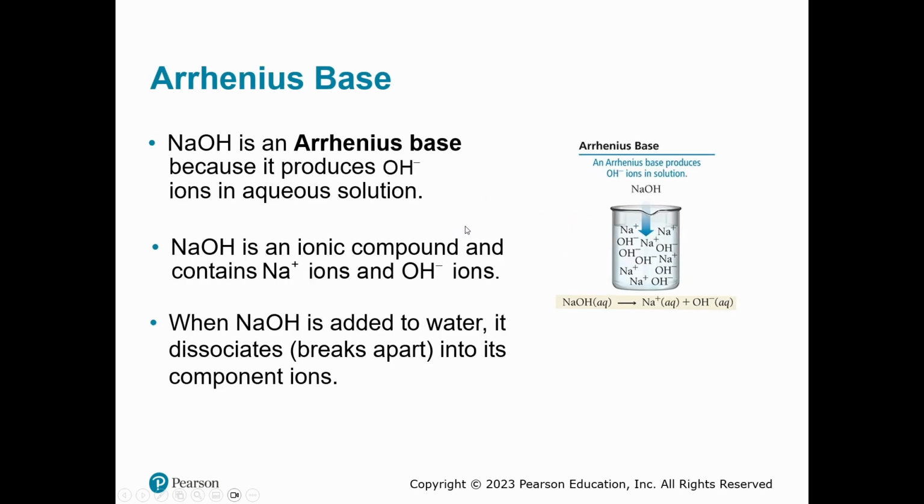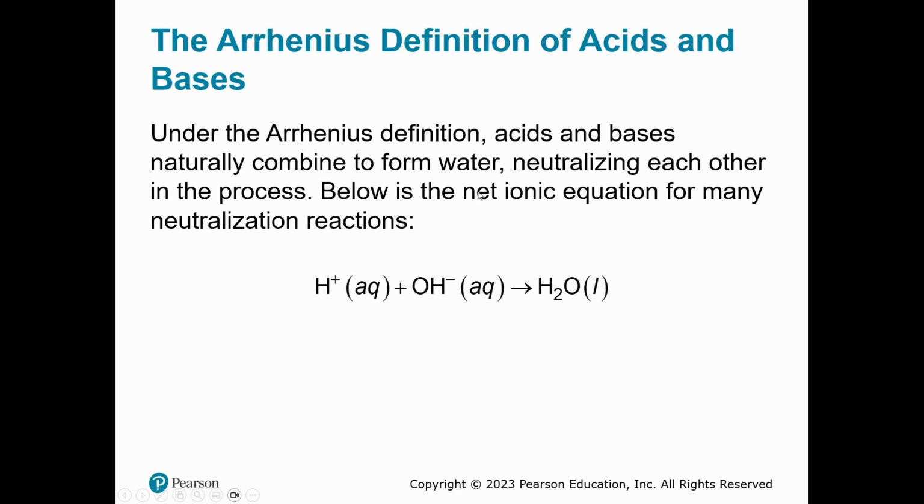So Arrhenius bases are similar to Arrhenius acids, except they produce OH minus instead of H+. If we take sodium hydroxide, our quintessential base, it fully ionizes and becomes OH minus and Na+. Because OH minus is produced in solution, we could call this an Arrhenius base. It's also a Lewis base or a Bronsted base.